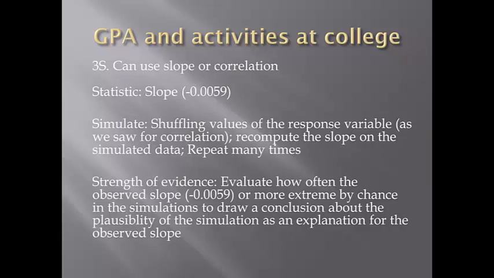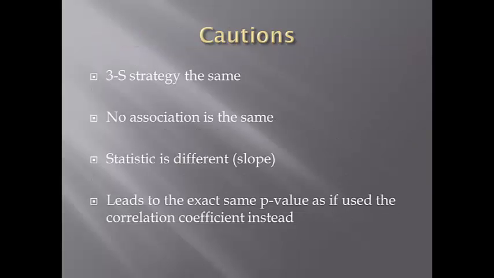To evaluate the strength of evidence, we see how often we obtained our observed slope or more extreme by chance in the simulation. This will tell us something about the plausibility of the simulation, no association, as an explanation for the observed slope. A few words of caution.